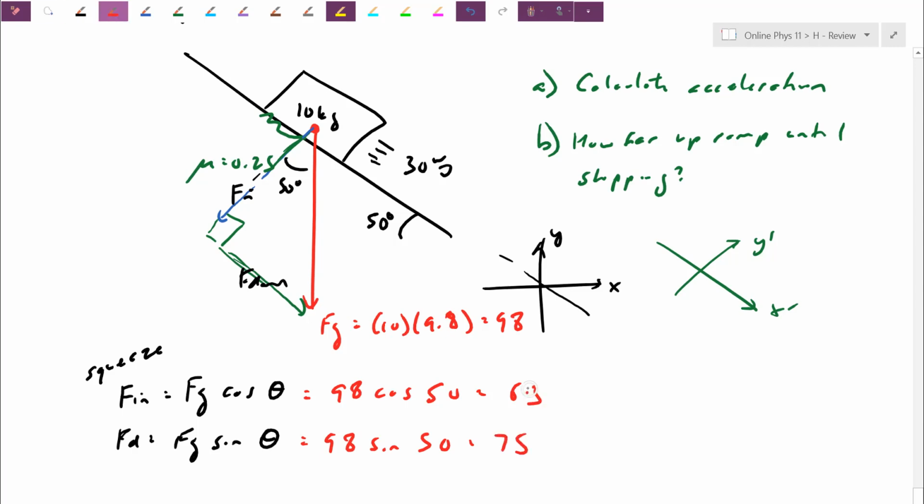Right? We had to use Pythagoras to break that up. Right? So a squared plus b squared is ending up with c squared. We do have a normal force. The normal force pushes perpendicular to the surface.